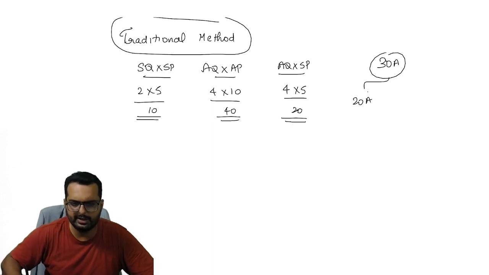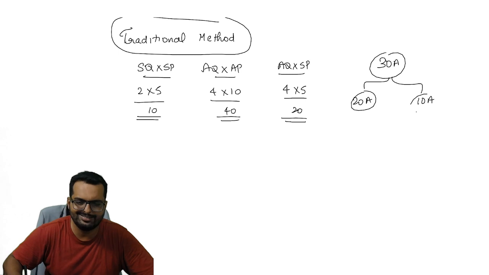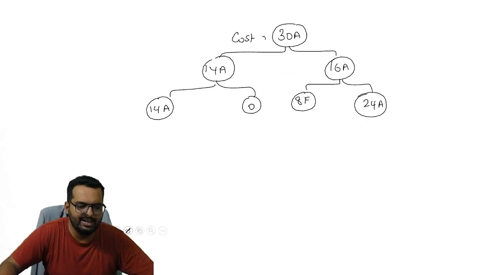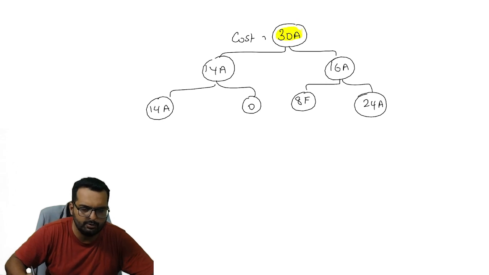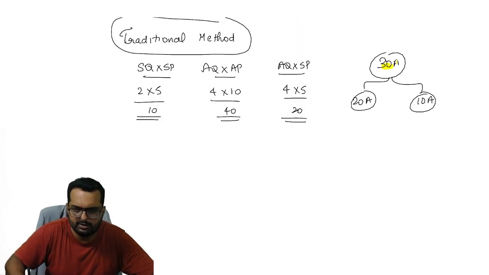Then you will get 20 adverse. And the last one you will get it as 10 adverse. So the final answer of 30 adverse will be the same. Here also you got 30 adverse. Here also you got 30 adverse.